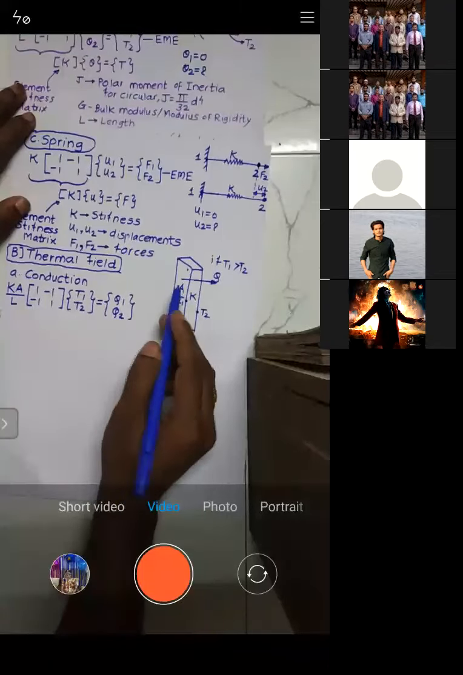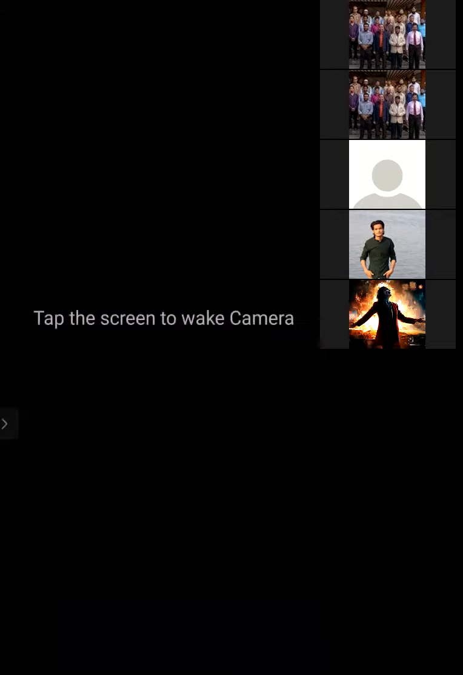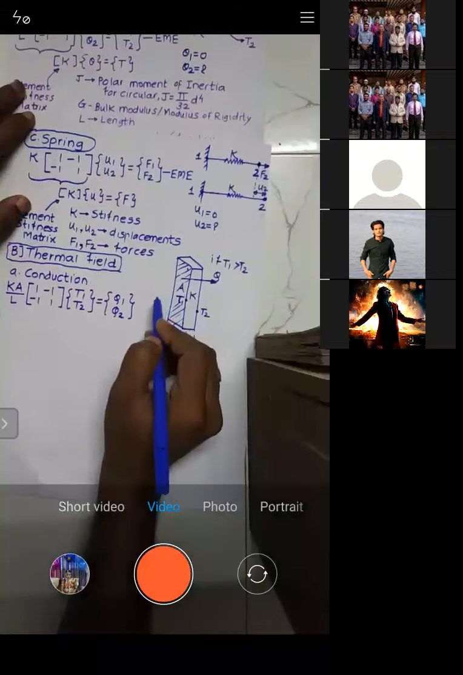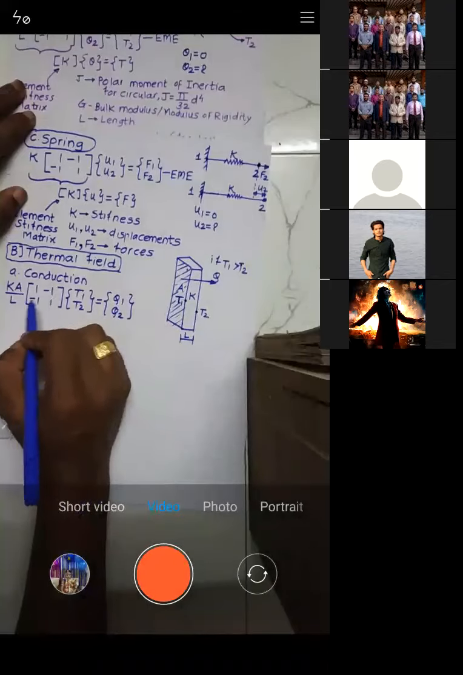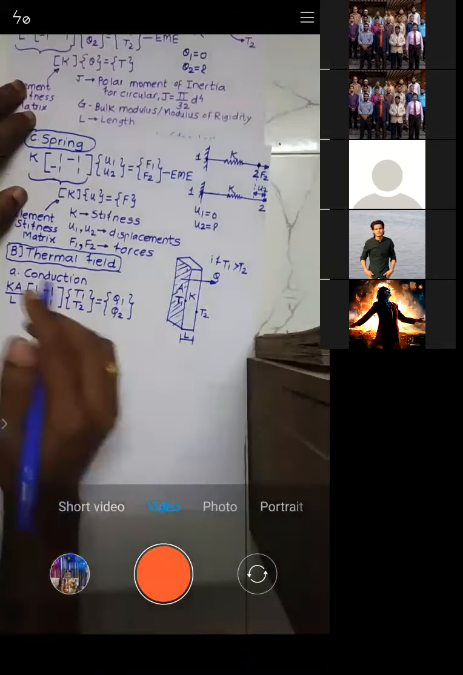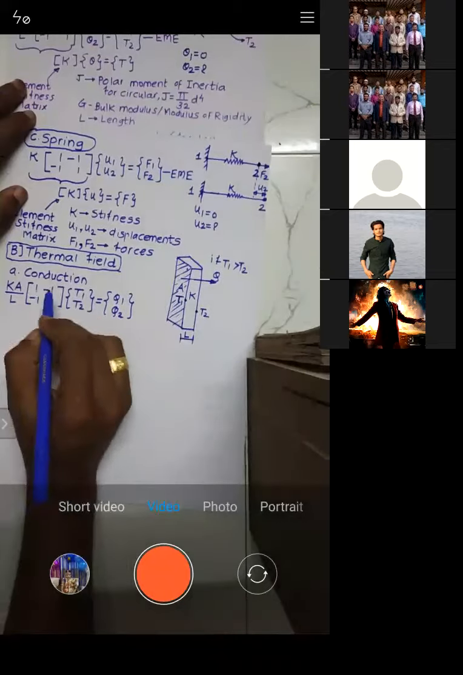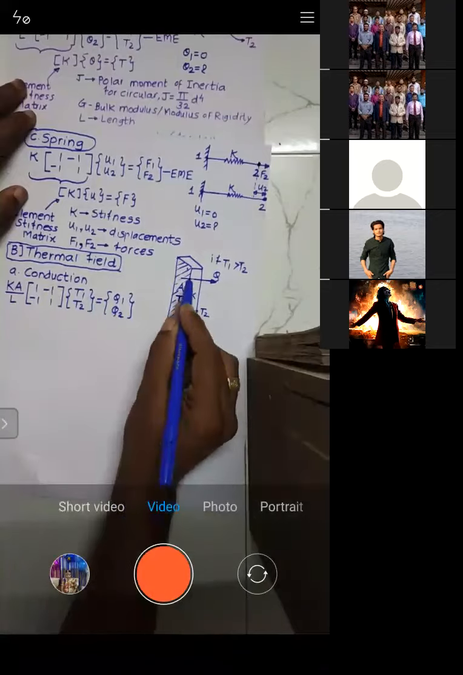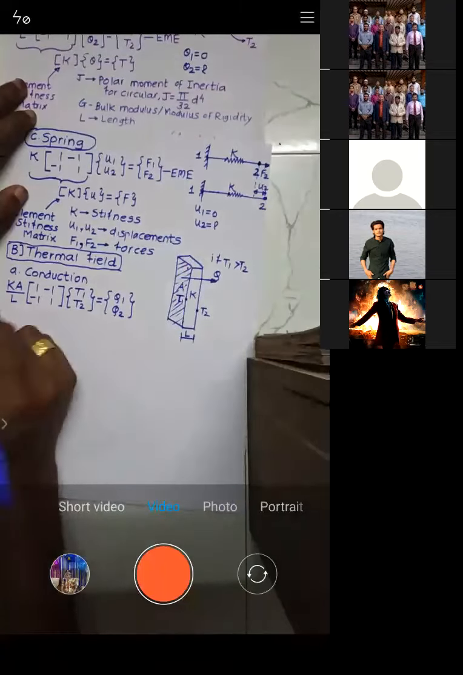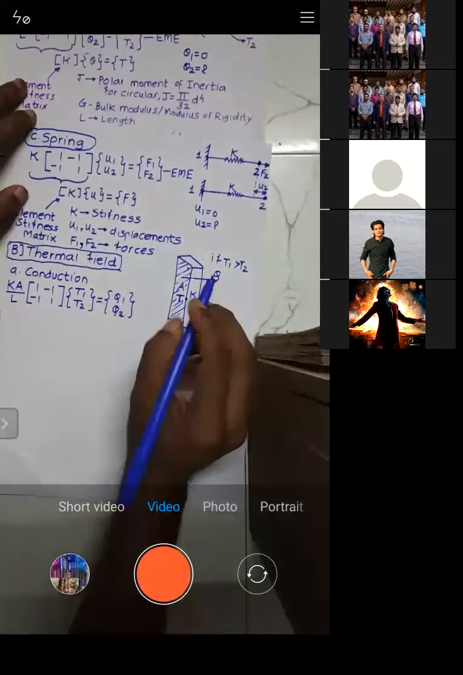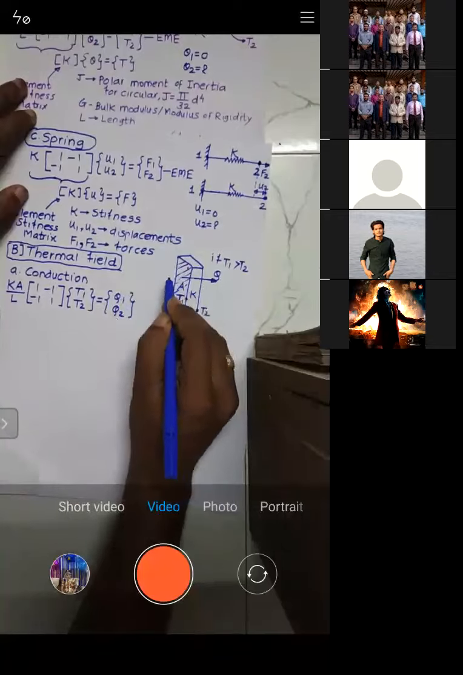A is the cross-section area, whatever the cross-section area might be. Divided by L, what is L? It is the length or thickness of the wall. What are T1 and T2? T1 is the temperature at this particular face of the wall, and T2 is the temperature at the outside face of the wall, equal to Q1 and Q2. Now you will understand Q1 is equal to Q2, because the same amount of heat will flow from in to out.